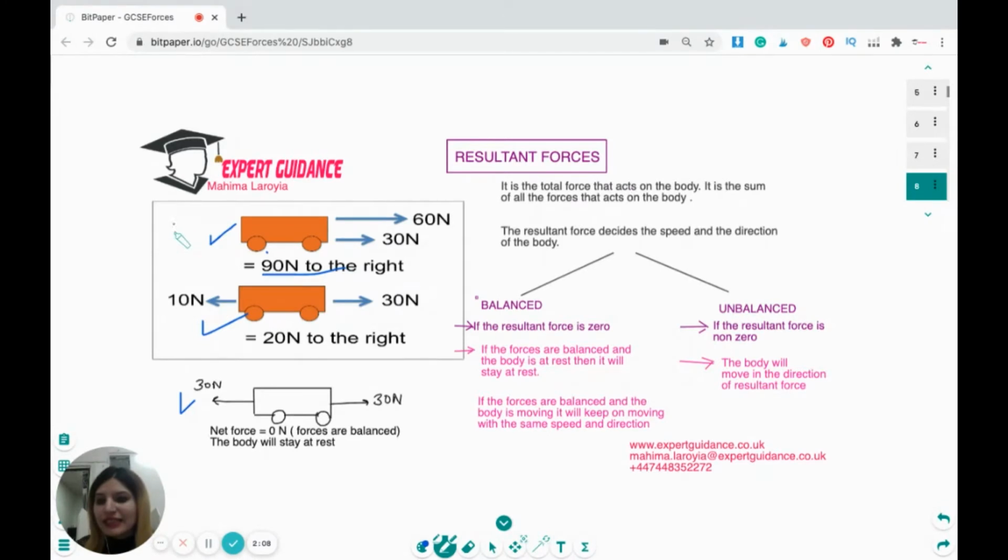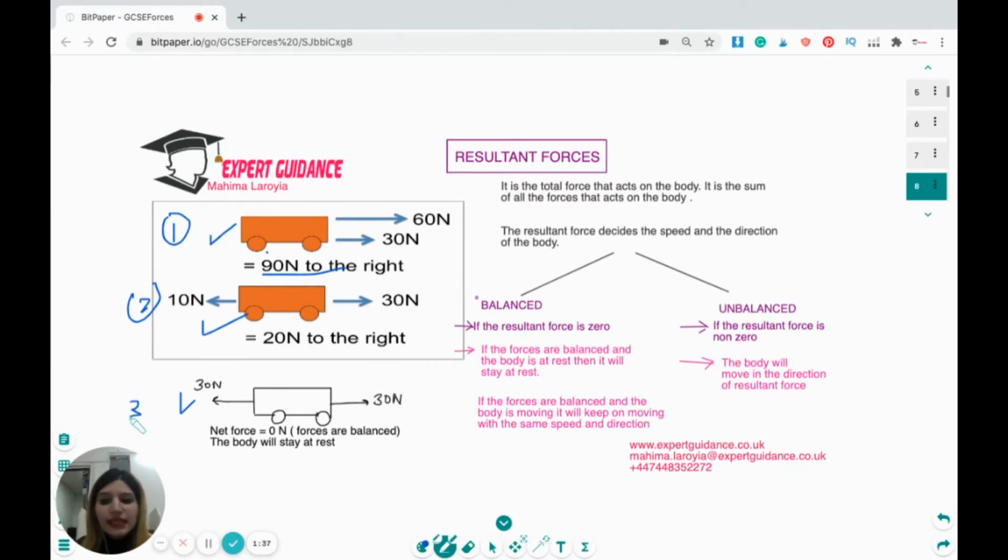Now let's look at the second case. I have a 30 Newton force to the right, but 10 Newtons to the left. Since the forces are acting in opposite directions, they have opposite effects. The net force in this case will be 30 minus 10, which is 20 Newtons effective to the right. So the body still moves to the right, but the force acting on it is not 30, not 10. The net force is 20 Newtons.